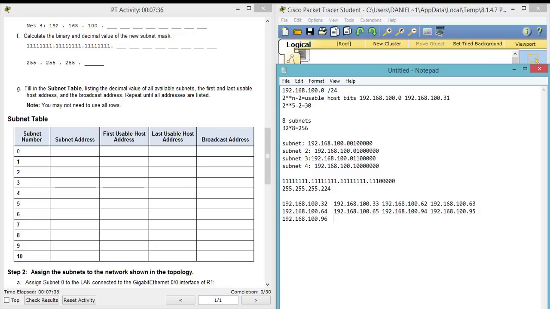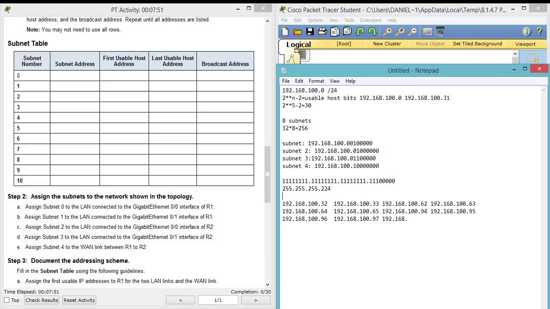You guys might have noticed that I did not do the first or the zeroth subnet, and that's because we're not using that as a subnet, I don't think. Or we are. So I guess I should record it then. Ooh, 96 plus 32, 128. Okay. Sorry, I just completely blanked out there.